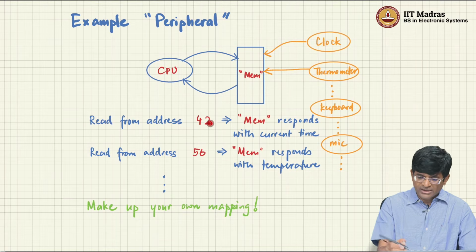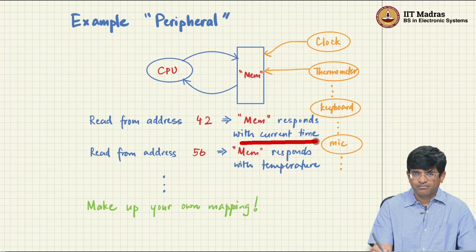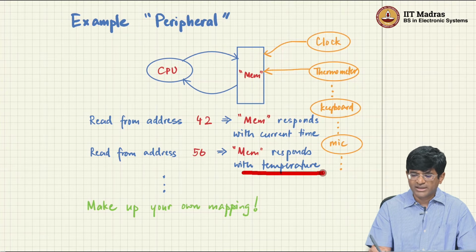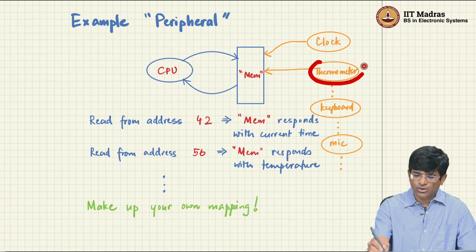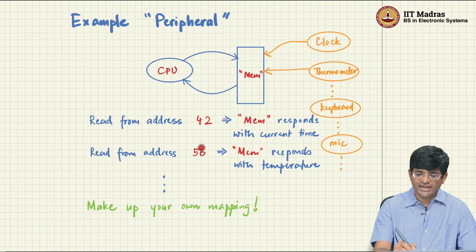So one example is that I try to read from address 42, and what I get back is the current time. In the same way, maybe I try to read from address 56 and what it responds with is the temperature, because there is a thermometer that's been connected up and gives back the temperature. This mem knows that when it gets the address 56, it should respond with whatever value it saw here.